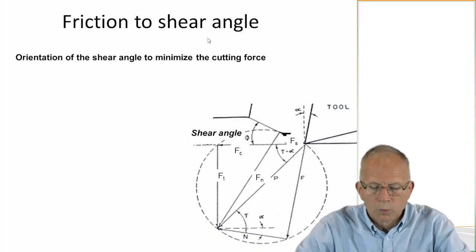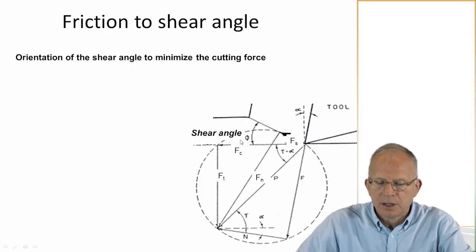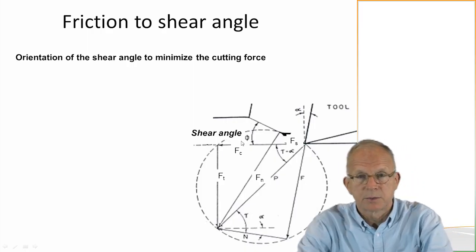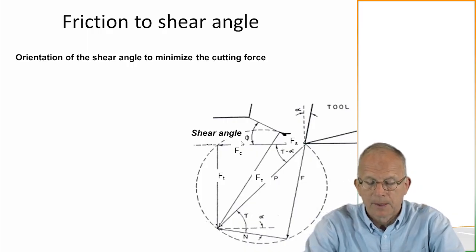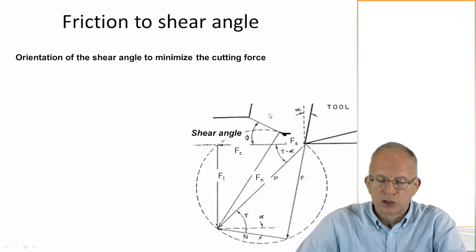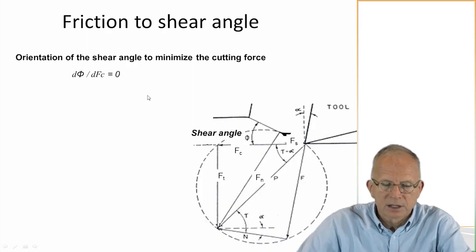So what Merchant worked out is that this is something like a minimum work or minimum force kind of problem. In other words, the universe tends to behave in such a way as to minimize the effort that it has to apply for something. And so the chip is going to form at an angle such that FC is a minimum. So this is a classic calculus kind of problem. We'll take the derivative of the shear angle with respect to FC.